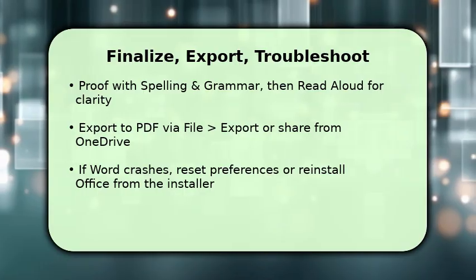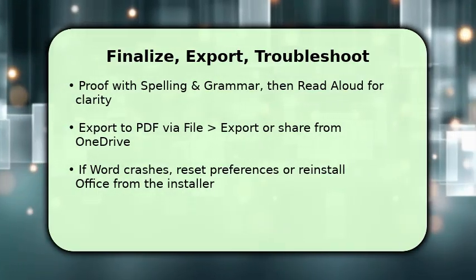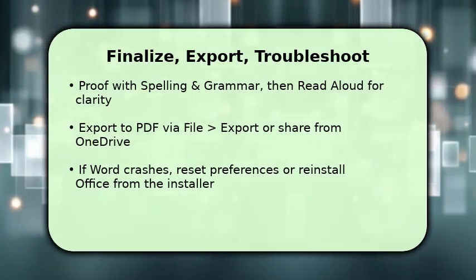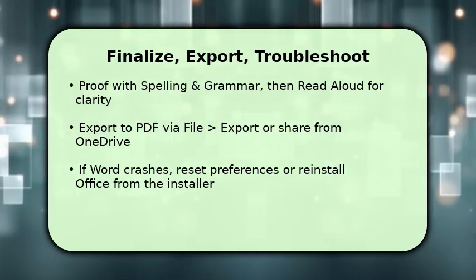If Word behaves oddly, freezes, won't open, or loses formatting, quit the app, reset Word preferences, and, if needed, reinstall Office. Check OneDrive sync conflicts as a common cause. Save a backup copy to prevent data loss.